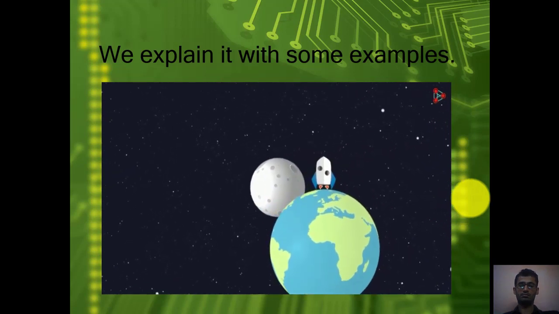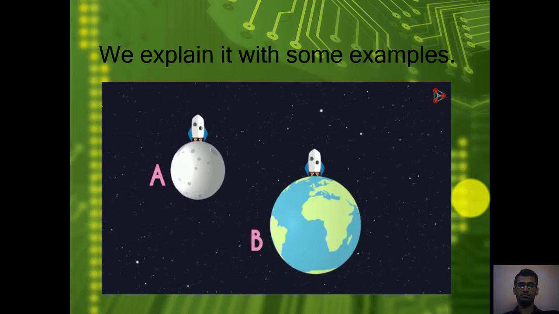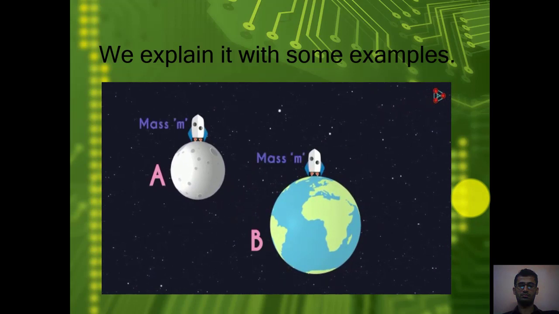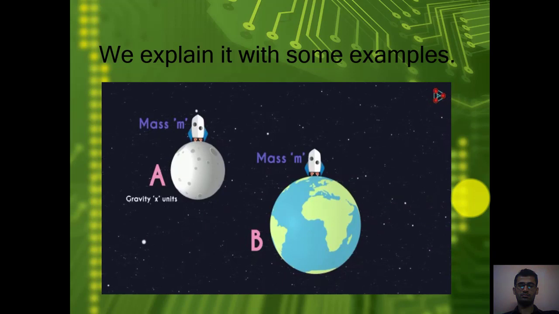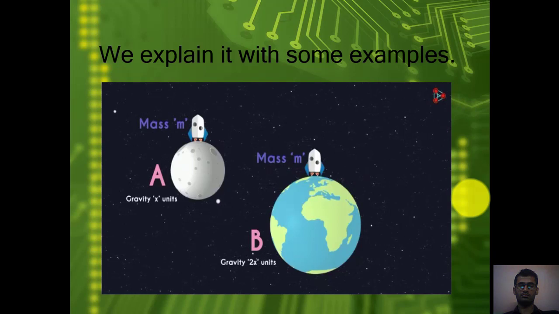Say there are two places, place A and place B, and there's an object of mass m. In place A, the pull of gravity is x units, and in place B, the pull of gravity is 2x units. Clearly, the pull of gravity is stronger at place B.